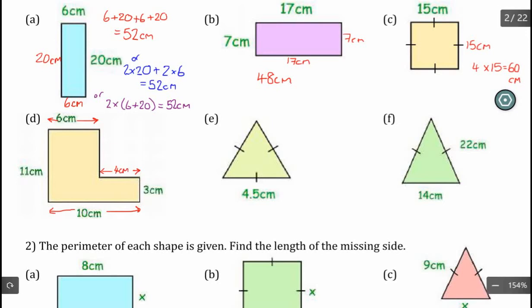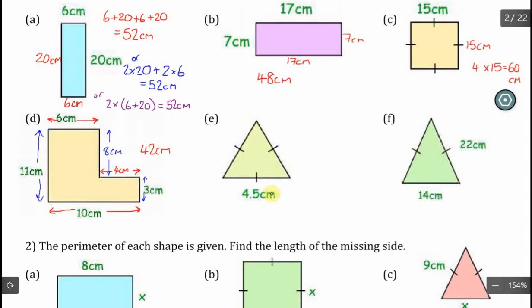Similarly, in the vertical direction, the overall height of the shape is 11. Part of that height here is 3. The other part must be this bit. So what do we add to 3 to get 11? 8. So the perimeter is all of these added together. So 10, 21, 27, 35, 39, 42.